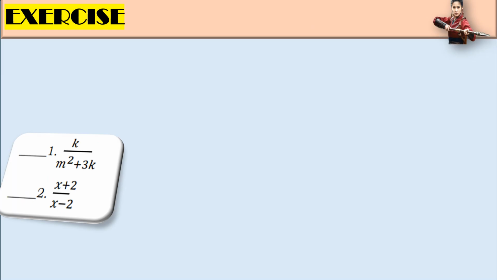Here is the exercise for us, to test your knowledge about rational algebraic expressions. Let's discuss number 1 and number 2. Number 1 is k over m squared plus 3k, and number 2 is x plus 2 over x minus 1. Let's determine if each is a rational or non-rational algebraic expression. Let's begin with number 1.